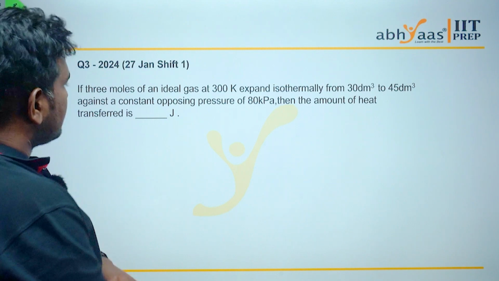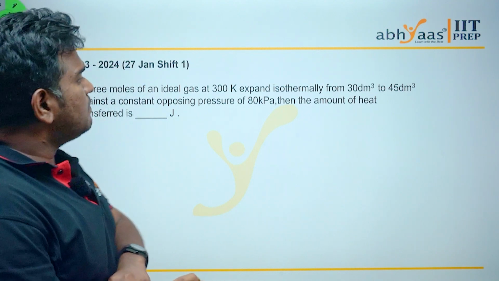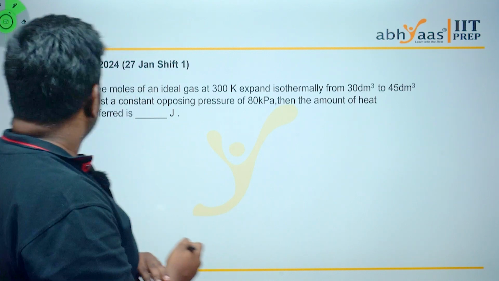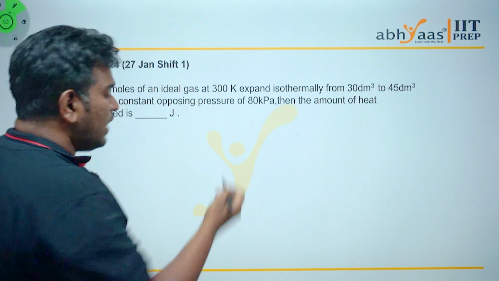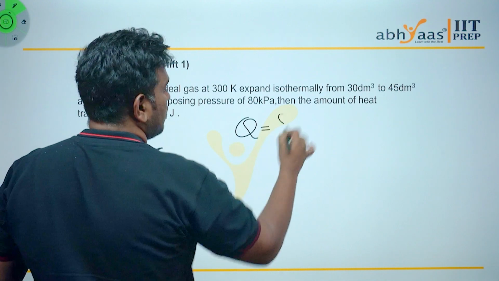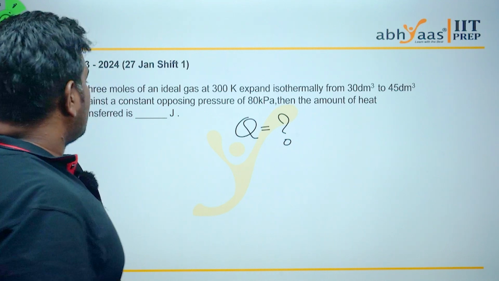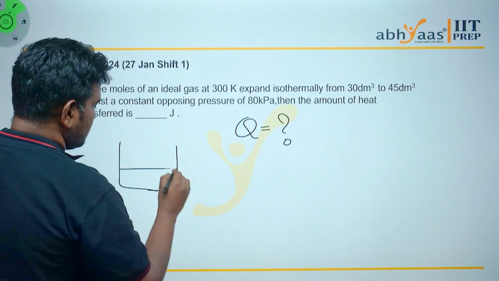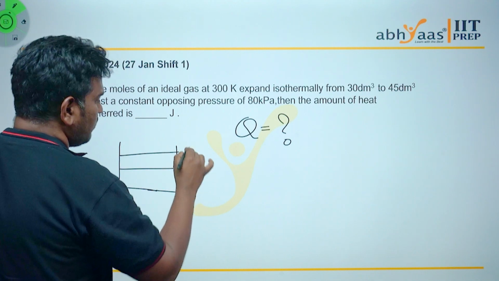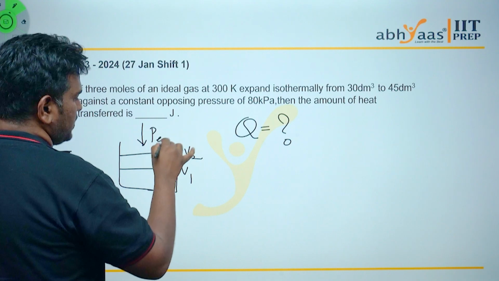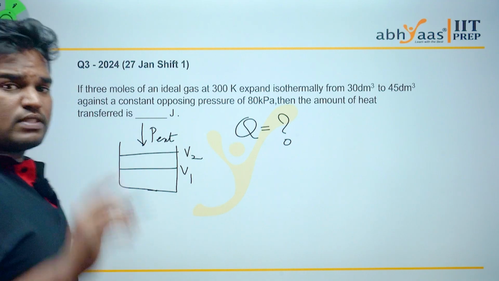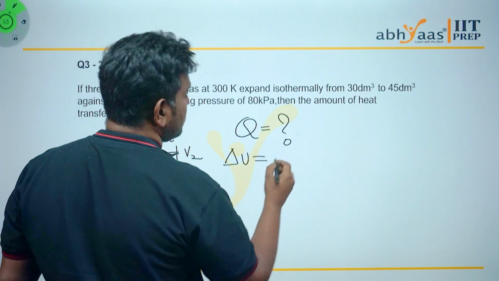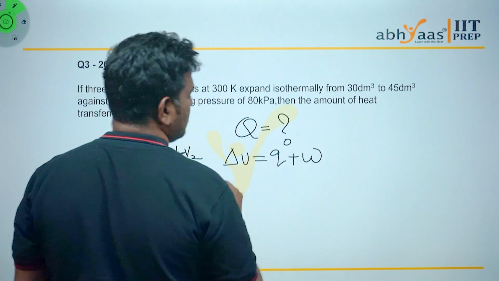If 3 moles of an ideal gas at 300 Kelvin expand isothermally from 30 dm cube to 45 dm cube against a constant opposing pressure of 80 kilopascal, then the amount of heat transferred is. So we have to find out the amount of heat transfer, that is Q. Right. So we can understand the question. It is actually an expansion of ideal gas from volume 1 to volume 2 against an external pressure, right? So here, according to first law of thermodynamics, we can write delta U is equal to Q plus W, right?